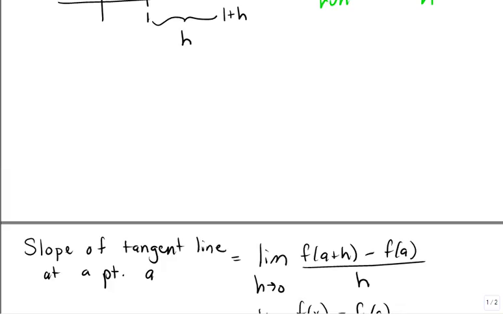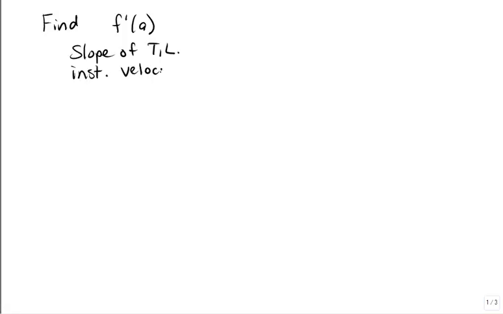So if it asks us to find a derivative, we're actually finding the slope of the tangent line. We're also finding the velocity at a point. We're also finding the rate of change, how fast it changes. So this is the slope. It's also the instantaneous velocity. I'm just trying to emphasize this. And it's also the rate of change.